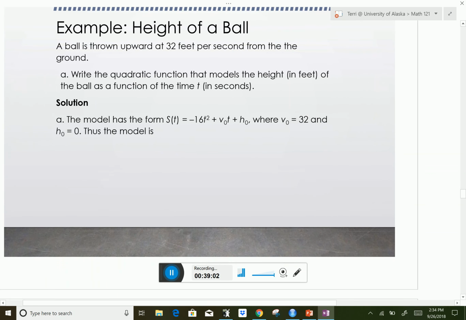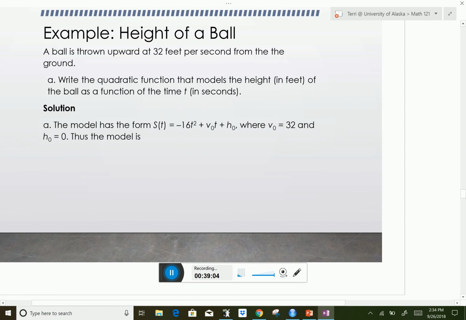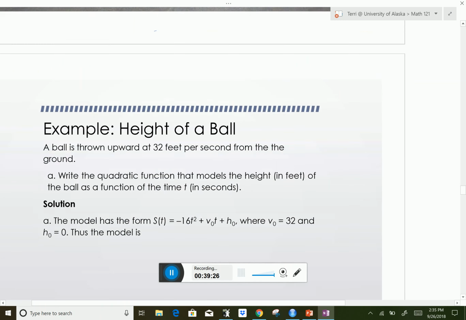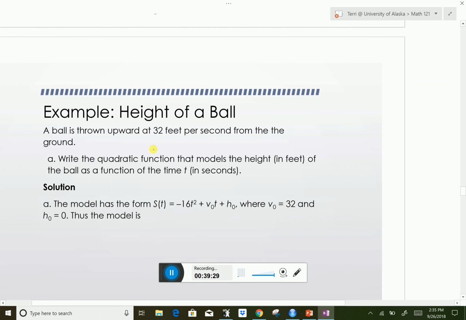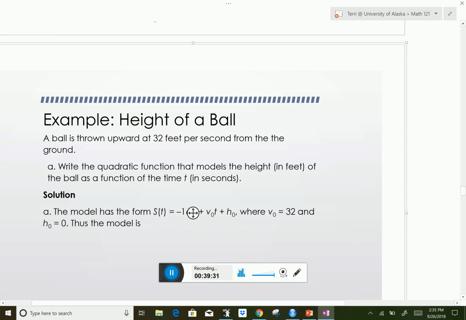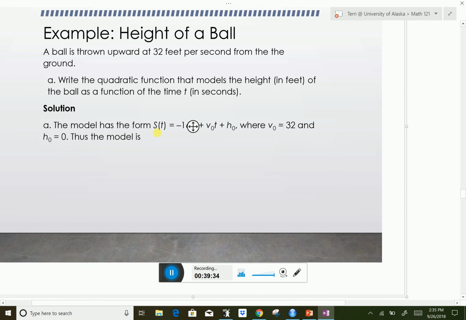Okay, so let's talk about the height of a ball. This is always fun. I'm sure you've seen these kinds of problems before. A ball is thrown upward at 32 feet per second from the ground. From the ground? Okay. Write the quadratic function that models the height in feet of the ball. So I've put part of the solution on here. The model has this form. This is how we model a ball. Oops, stop doing that. Okay. There we go.